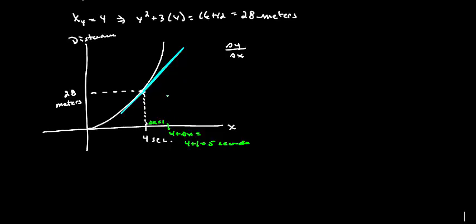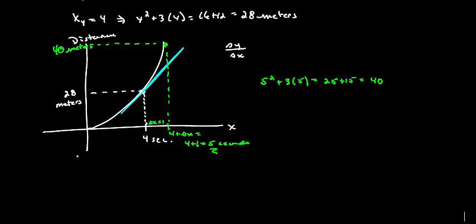And then I go up to the function, and I say, okay, what is the height at 5 seconds? Well, the height at 5 seconds of the function is 5 squared plus 3 times 5, which is 25 plus 15, or 40. So we're at 40 meters.